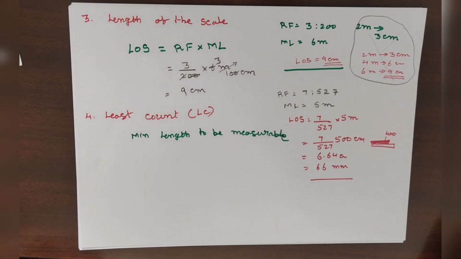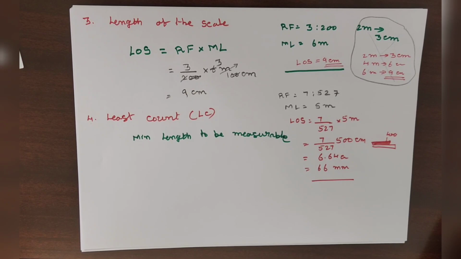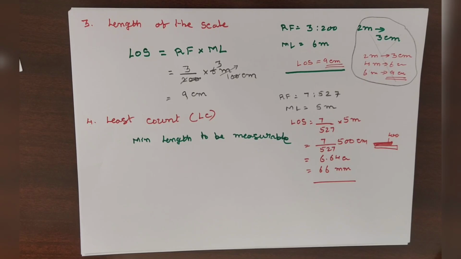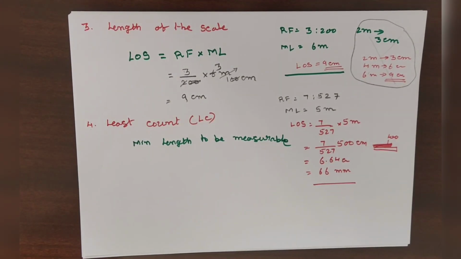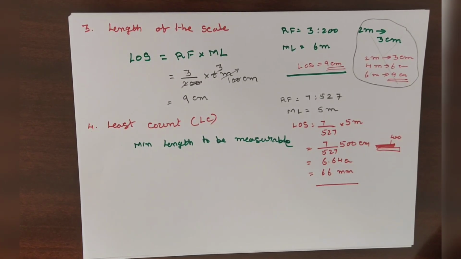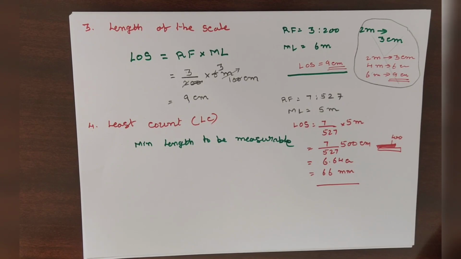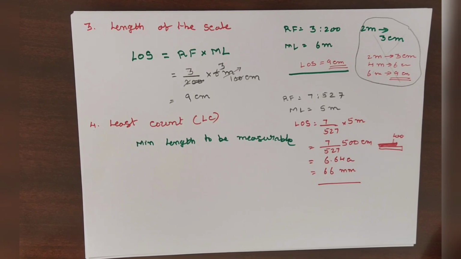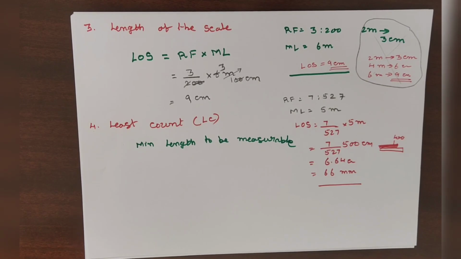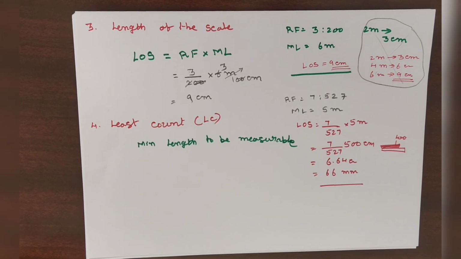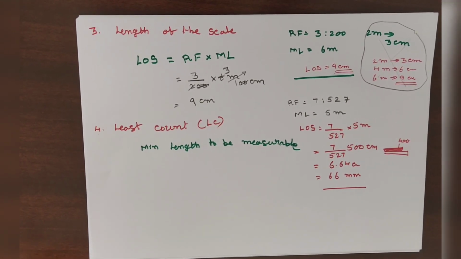Sir, we know. Based on the least count, we are going to use different types of scales. So what are they? In general, I will give an example. What is meant by least count? Minimum distance required to measure. For example, in this problem, maximum length is 6 meters. Least count, the minimum length required to measure, is 1 meter.